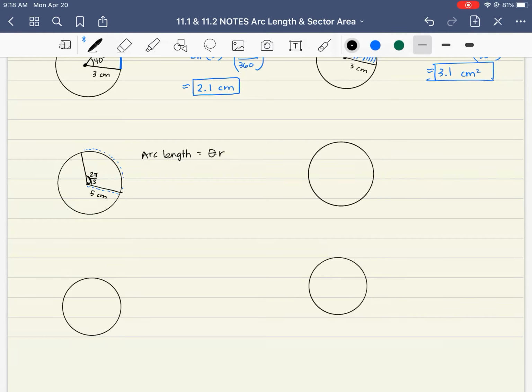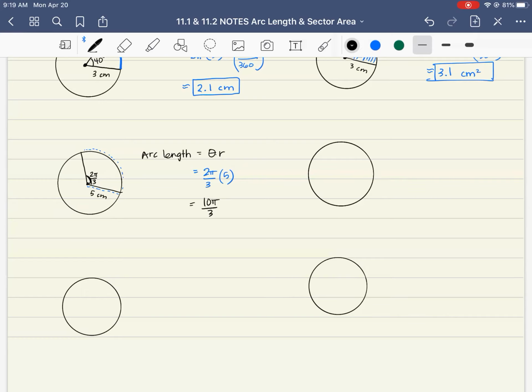So whatever our angle is, we're going to multiply that by the radius. So in this case, we're going to take 2 pi thirds and we're going to multiply that by 5. Okay, and it's that simple because those are directly related.